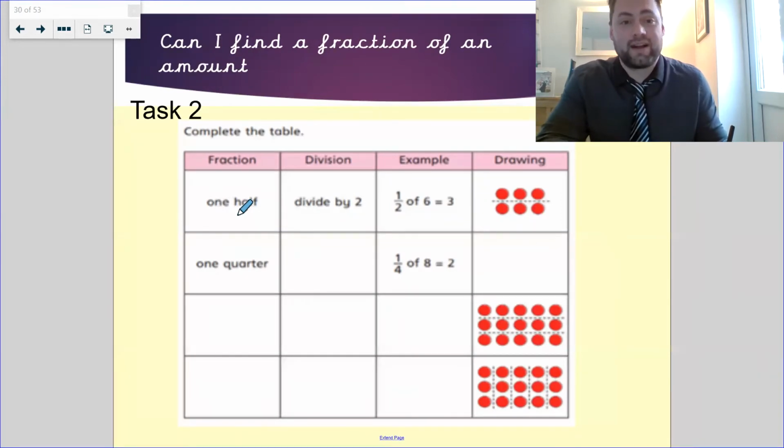So 1/2 as a fraction. What is the division? We divide it by 2 because the denominator is 2. So for an example, a half of 6 is equal to 3. So we've got our 6 here, and we've halved it, and we've got 3 at the top, 3 at the bottom.